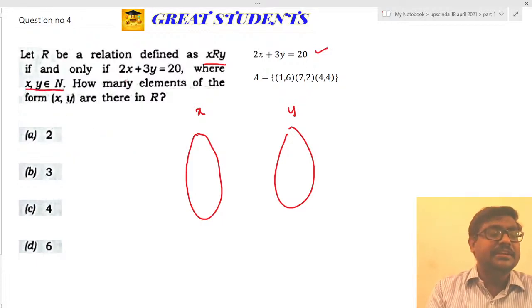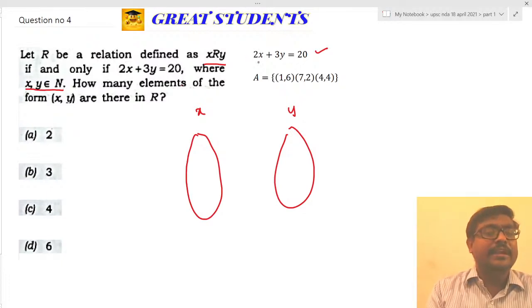So read the question in depth and note the points so that you can solve it easily. The sums will be easy only, but the only thing is you have to read carefully. That's it. So x, y belongs to natural numbers, it is given, right? So we have to choose natural numbers in such a way that 2x plus 3y should be equal to 20. So I just do the trial and error method.